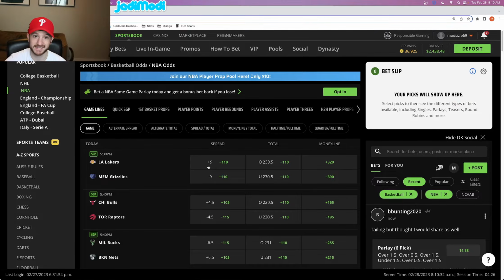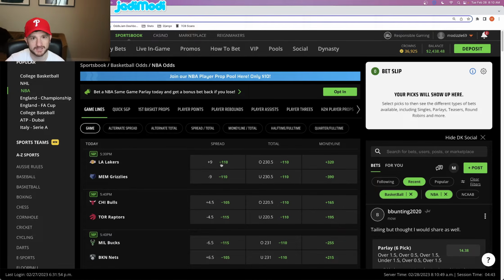The Lakers can either lose by 8 or fewer points, or they can win straight up, and you would win your spread bet on the Lakers. If they lose by exactly 9, you would get your money back. Same thing. Now the odds you see next to it, in this case, the minus 110.